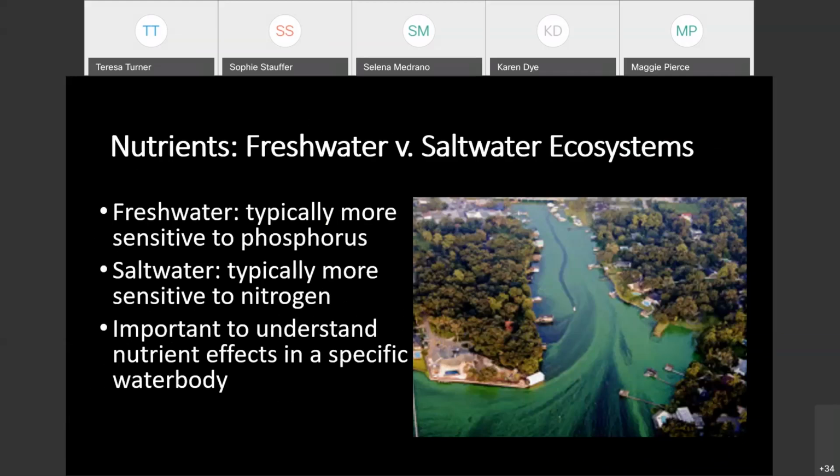So there's kind of this paradigm out there that freshwater systems are more sensitive to phosphorus or limited by phosphorus, and saltwater systems are more sensitive to nitrogen or limited by nitrogen. What we see oftentimes is that you need to really understand your water body and what might be limiting. It might be that you have co-limitation between both of them. It might be that it changes over time. It's just important to understand nutrients within the context of a specific water body or a specific region.